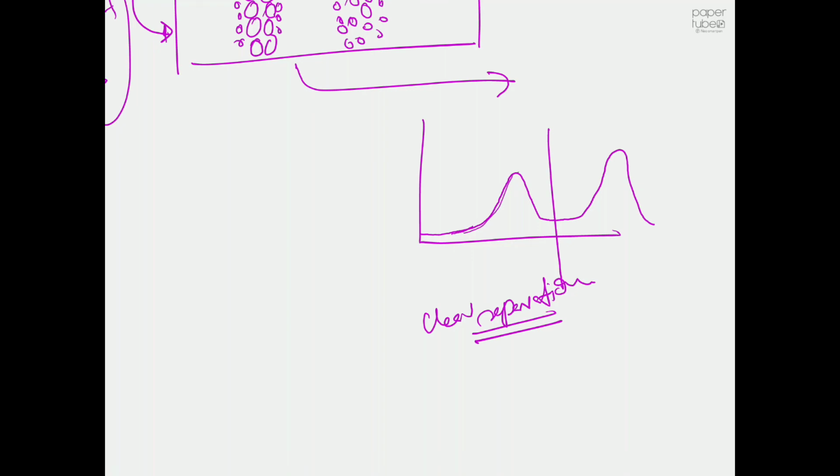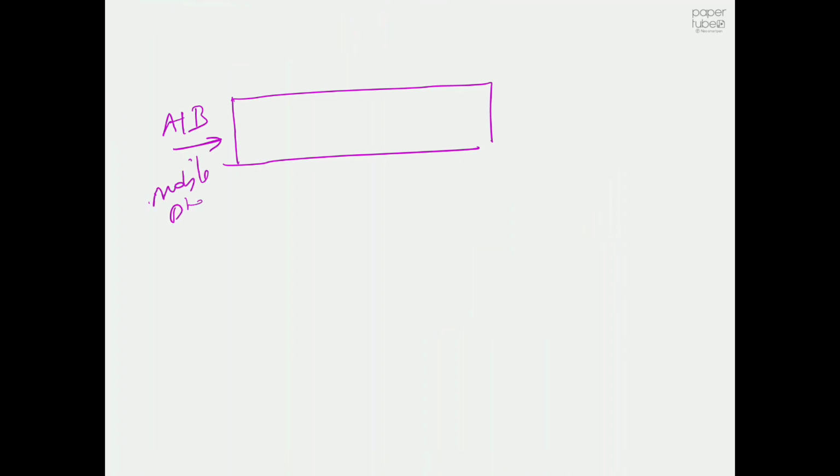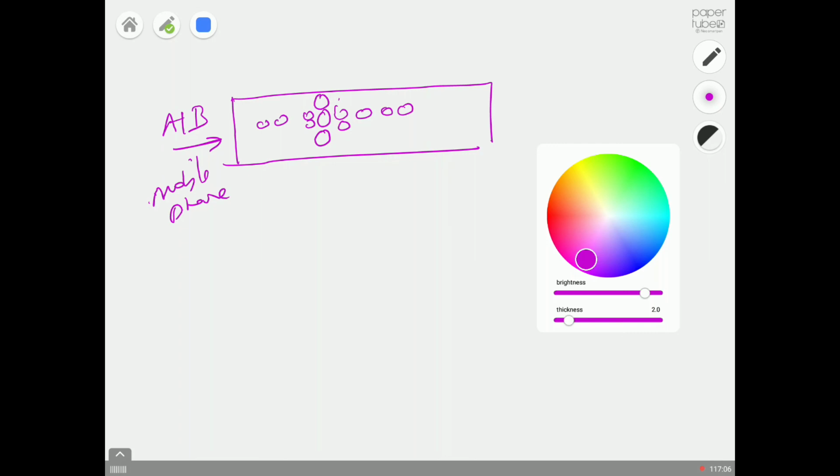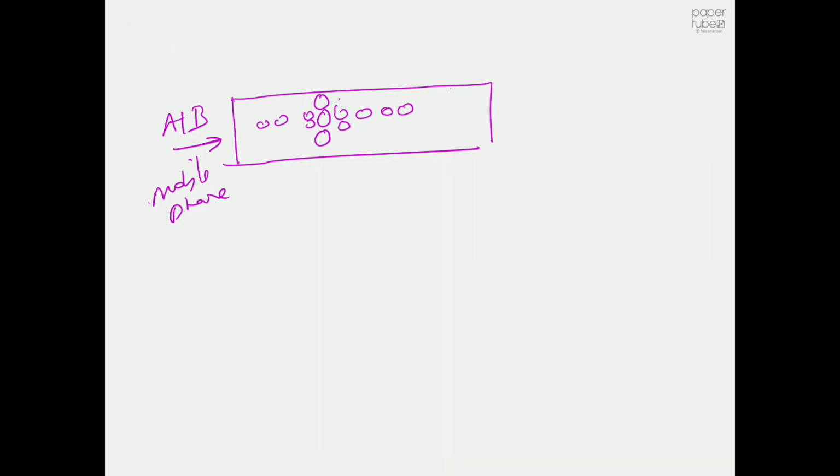If you look at this image, we have two narrowly distributed curves, and that's why there is a clear separation. But there can be other cases. Imagine you do the same experiment, A plus B, and you supply the mobile phase. This is our compound A, and say this time they are very widely distributed. So this is compound A. Let me change the color for compound B. Say this is compound B.